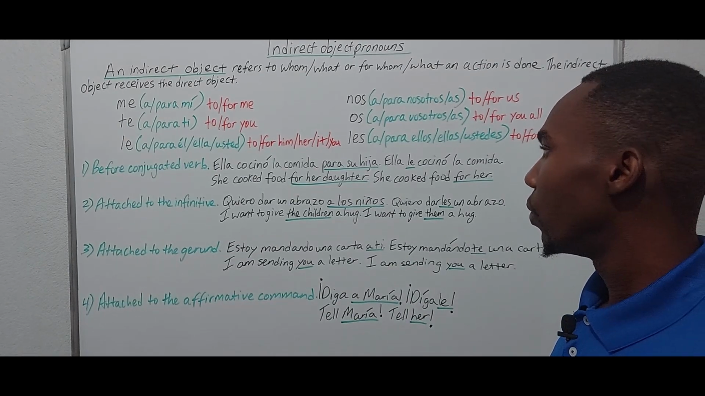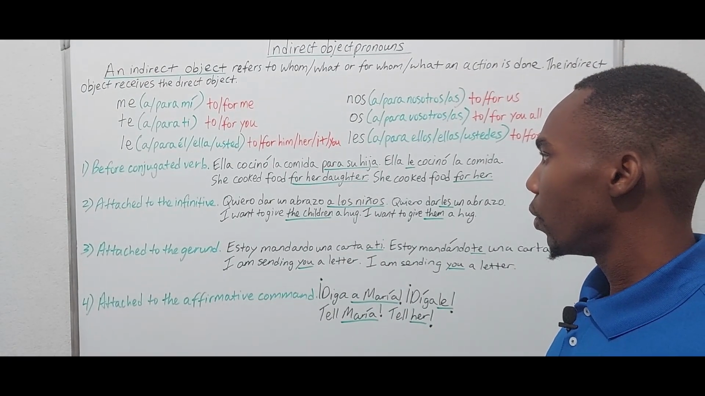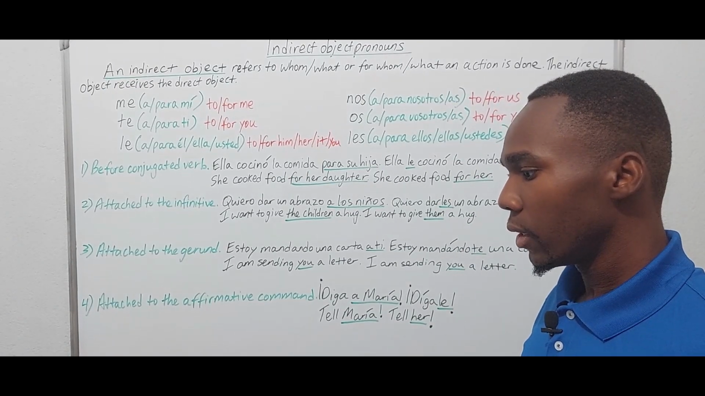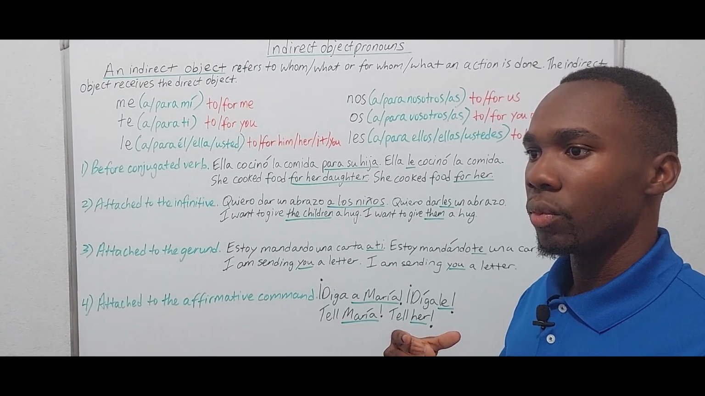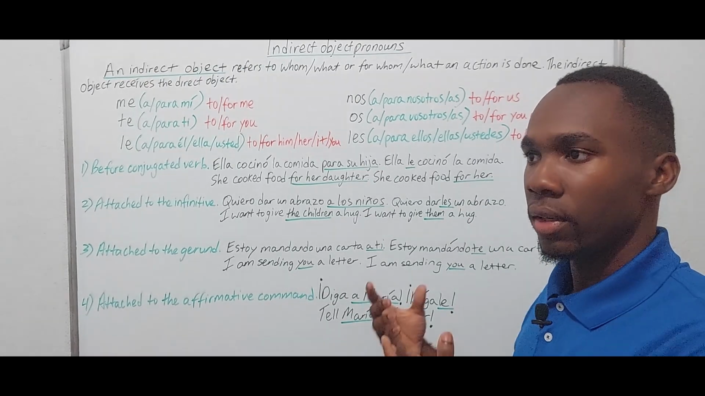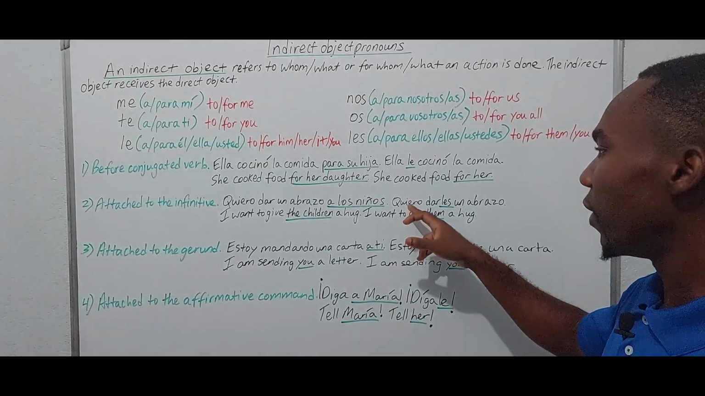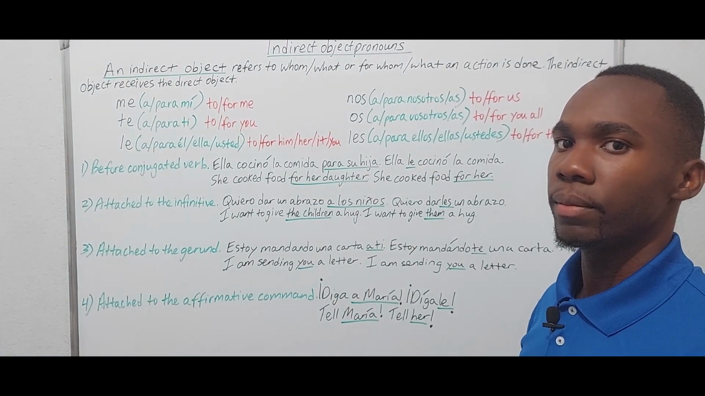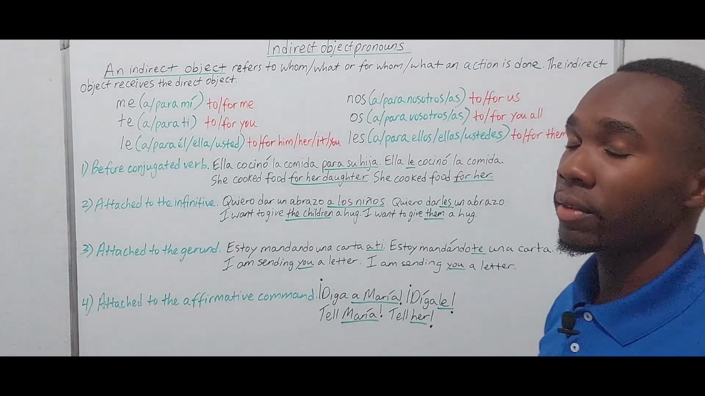Now, let's go back to number 2. When I say quiero dar un abrazo a los niños. Now, let's say I didn't mention a los niños. Let's say I did not mention who was going to be the recipient of the hug. How would I know if I just say quiero darles un abrazo, how would I know who is the indirect object? Because les could refer to ellos, ellas, or ustedes. So how would I know?